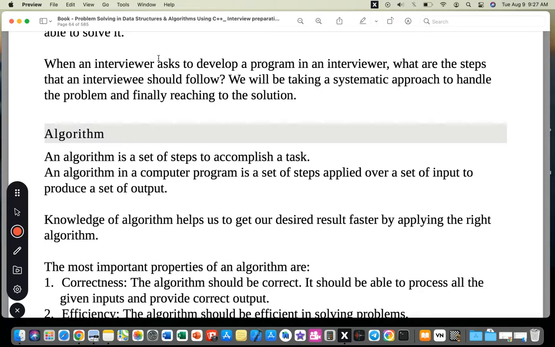When an interviewer asks to develop a program, what are the steps that the interviewee should follow? We will be taking a systematic approach to handle the problem and finally reach the solution.